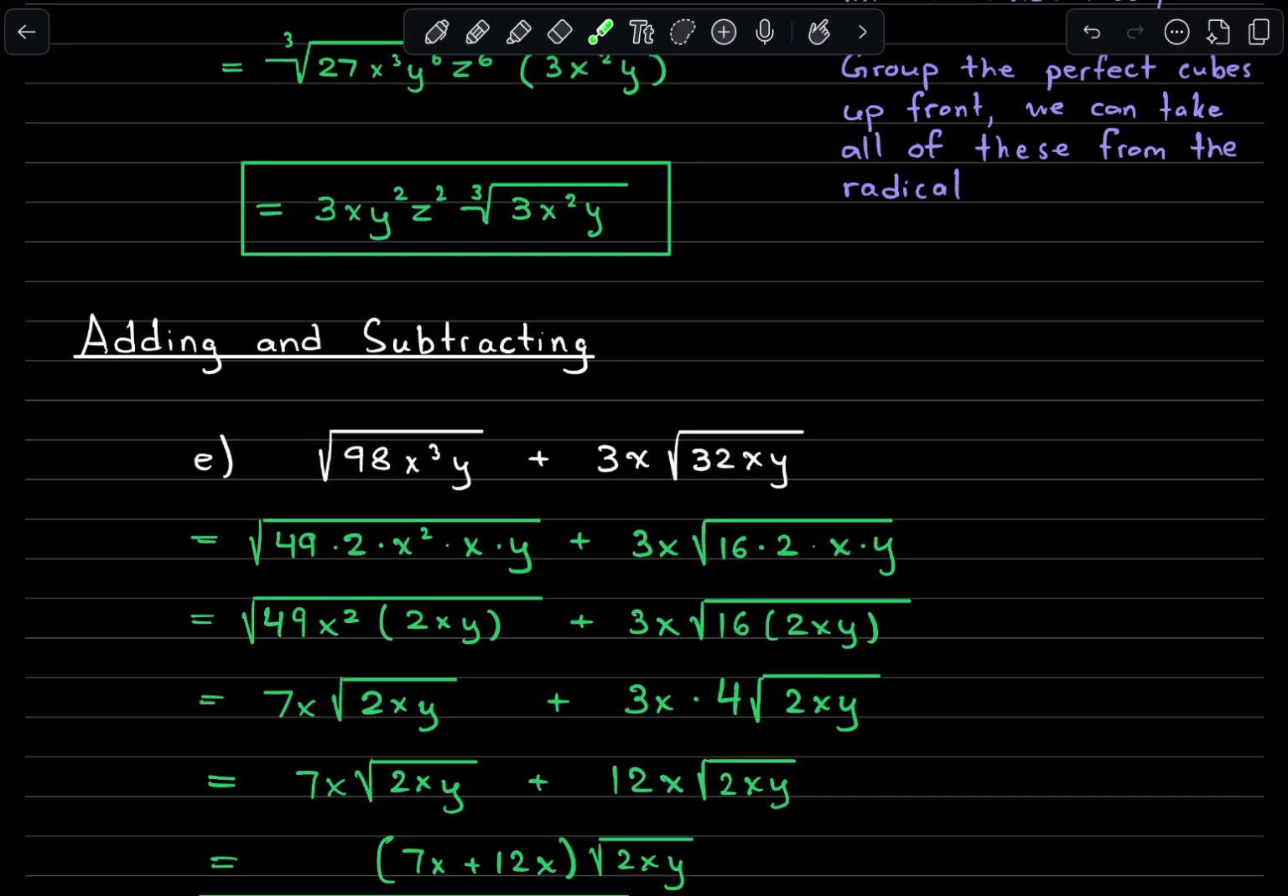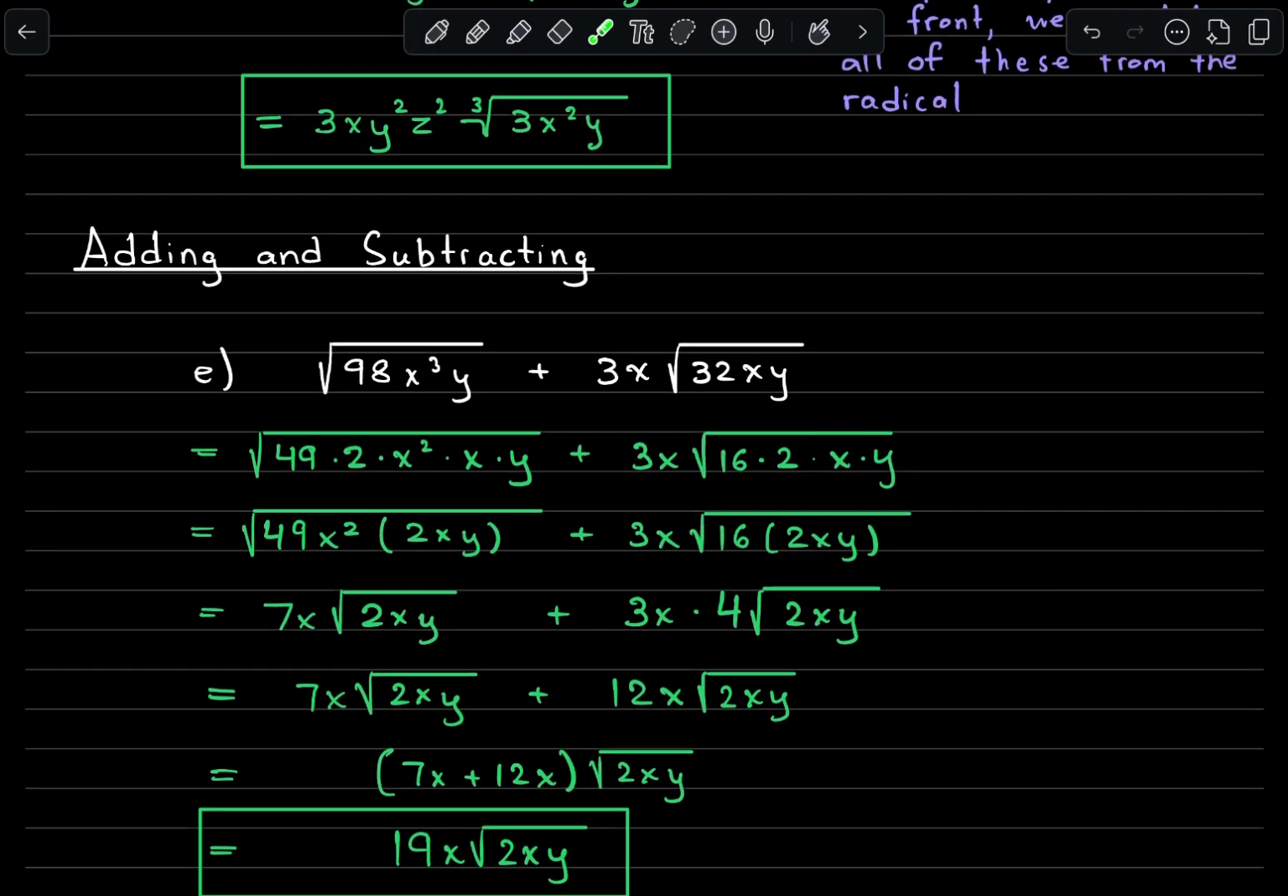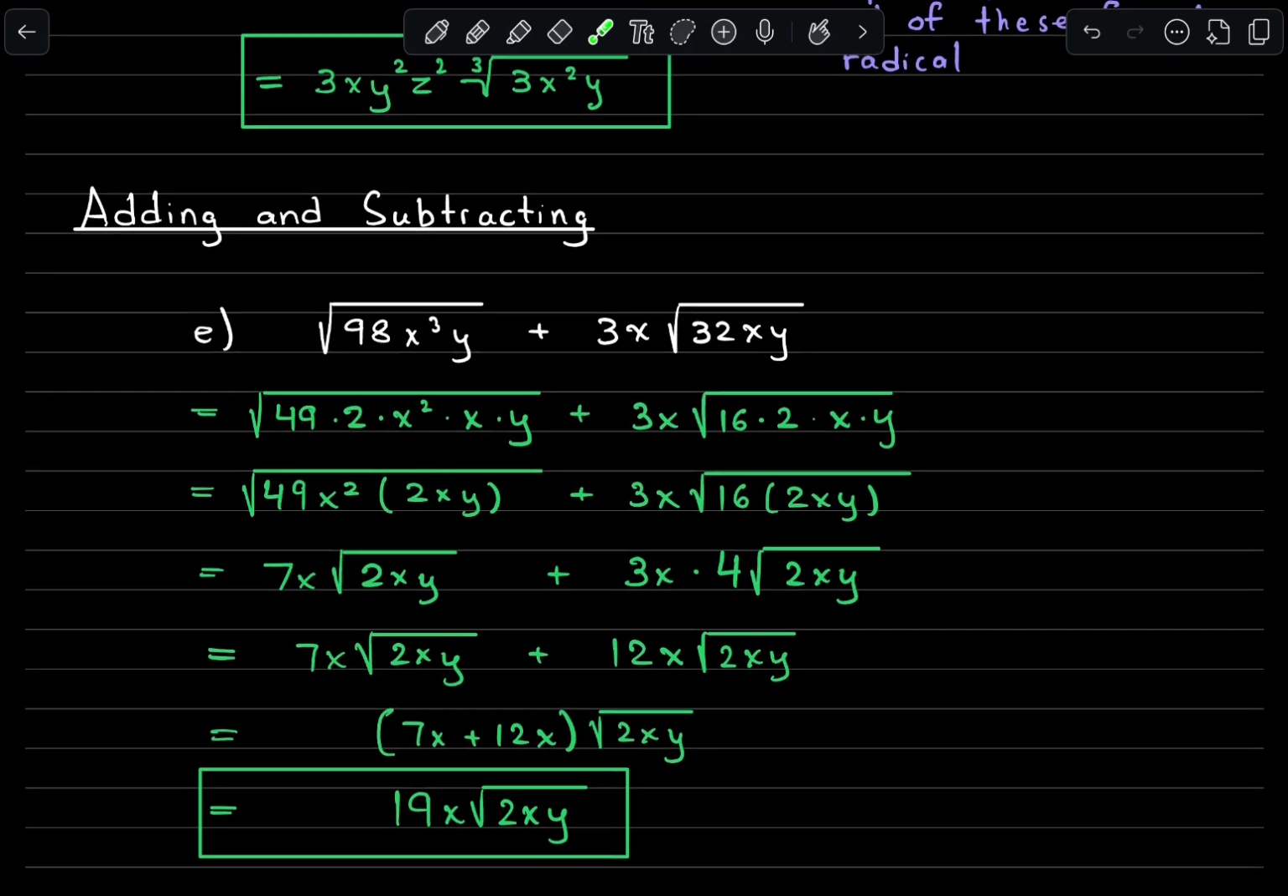So that's exactly what we can do. We're going to factor out this square root of 2xy from everything. We'll have 7x and 12x left. You can combine those like terms, they're both x terms, and we'll get 19x times the square root of 2xy. Okay.